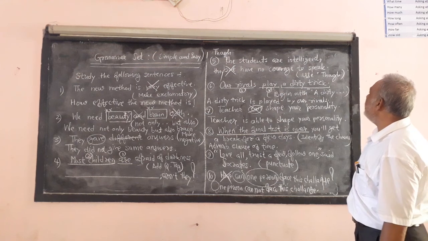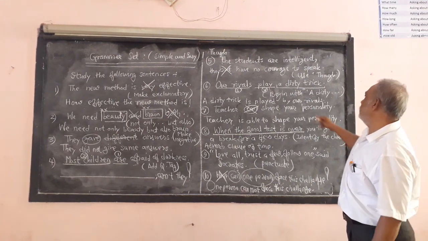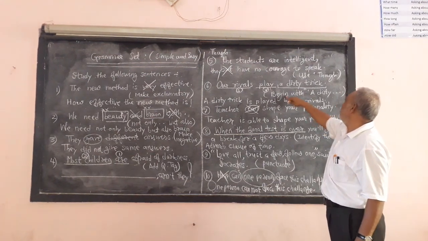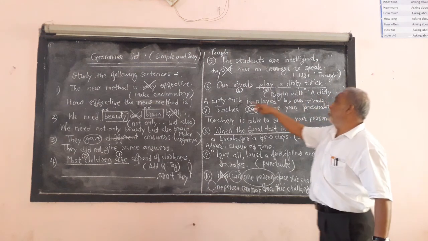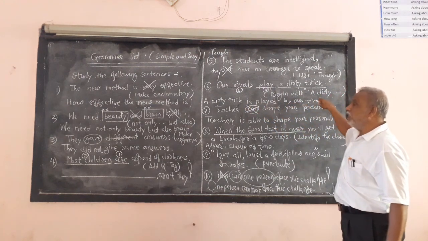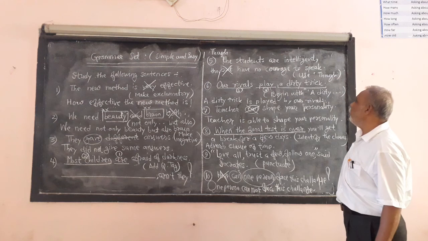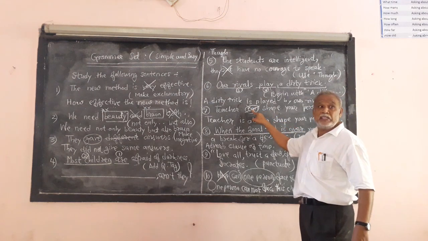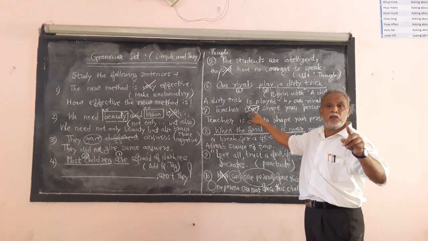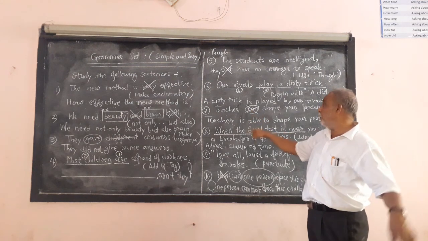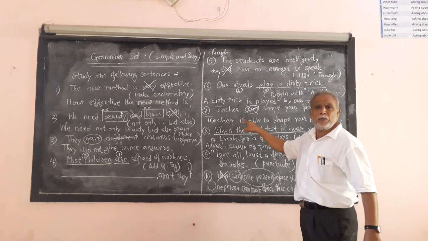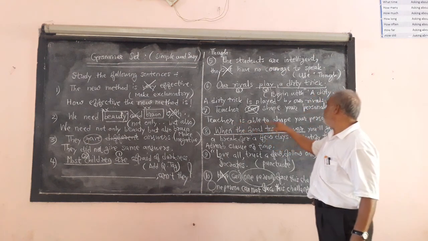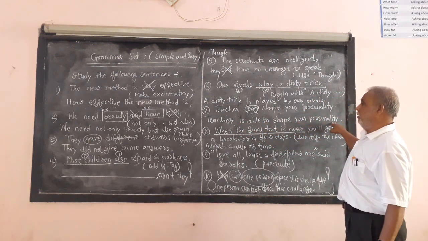Our rivals play a dirty trick. Change the voice, and it is instructed to begin with a dirty trick. A dirty trick is played by our rivals. Teacher can shape your personality. Pay attention to can. With can, you have to write is or are. With could, you have to write was or were. Teacher is singular number, present tense. Teacher is able to shape your personality.